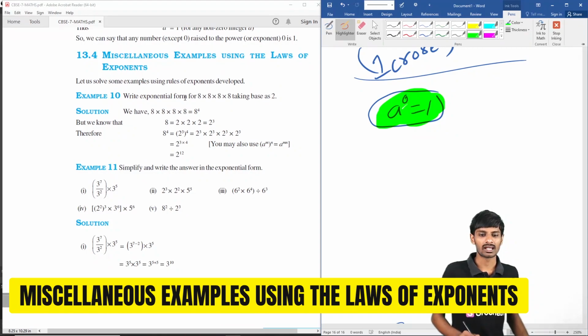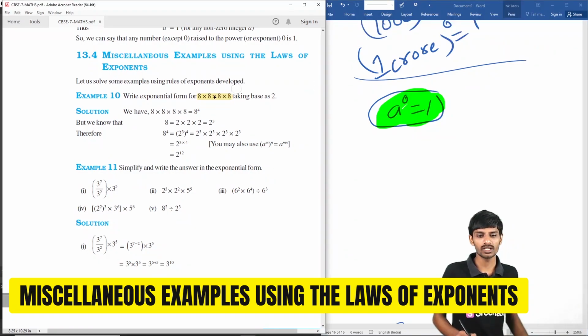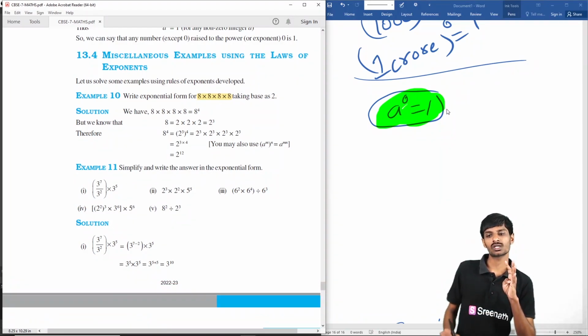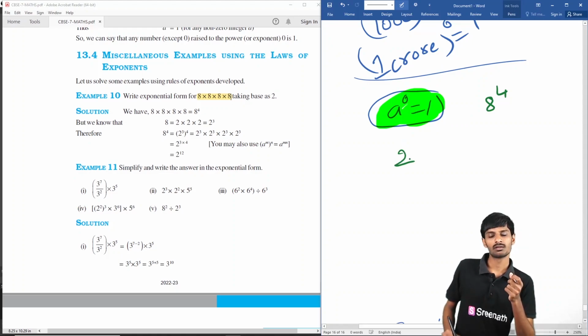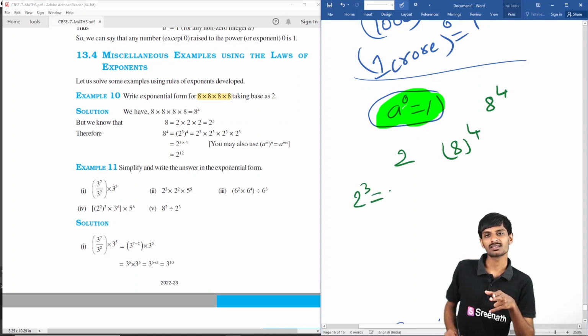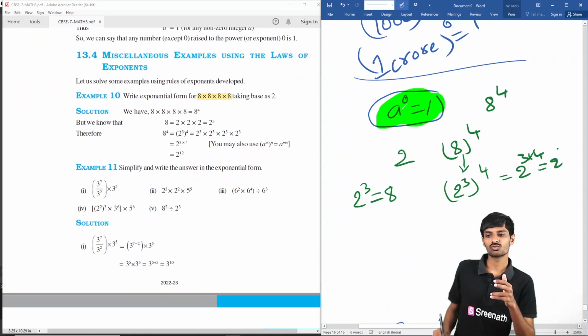Some examples are there. Write the exponential form of this. How many 8s are there, students? Four 8s. So you can write it simply as 8 power 4. But the asking is we have to write the 8 with base 2. So there is 8 power 4 and we have to write the 8 in terms of 2. 2 cube is how much? 8. In the place of 8 you can write 2 cube, no? So 2 cube whole to the power of 4. And the formula is (a power m) whole power n is a power m into n. So it is 2 power 3 into 4, then it is 2 power 12.